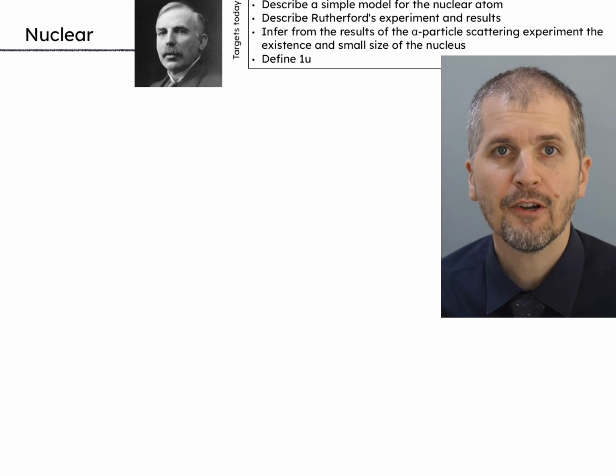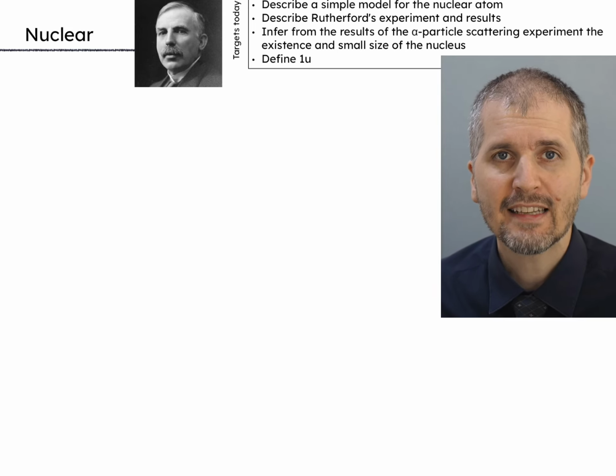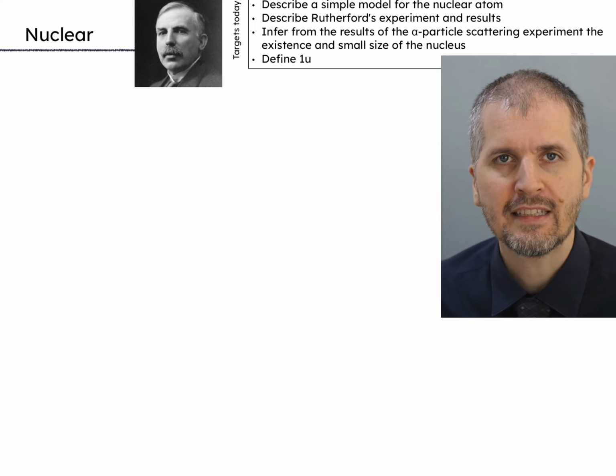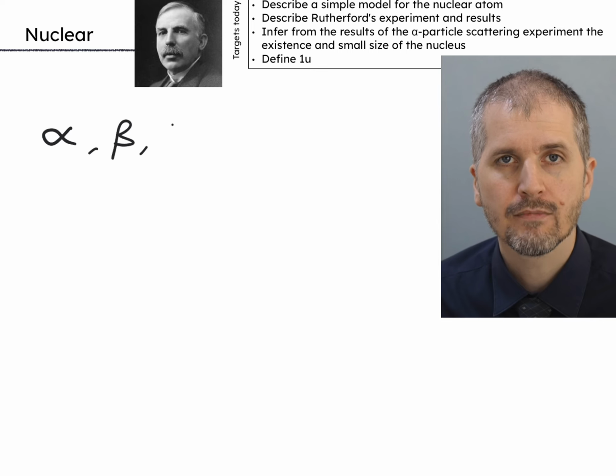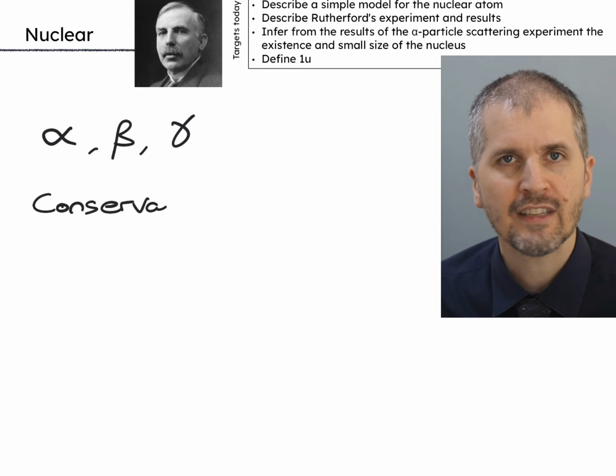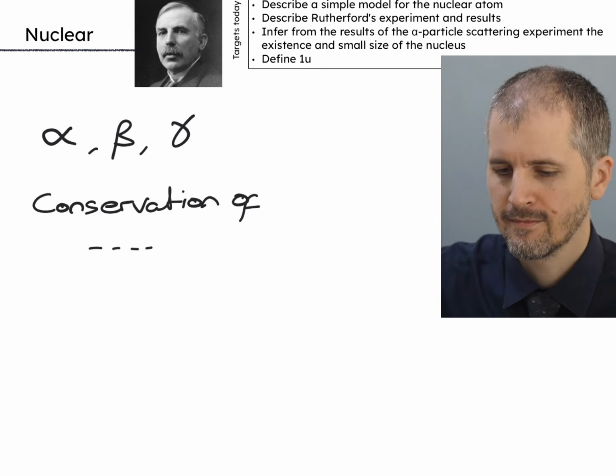The emission of alpha, beta and gamma radiation has already been covered in IGCSE, but there's a number of small but very important additions that we need to cover at A level. And we're going to start off by thinking about alpha, beta and gamma and considering energy conservation and some of the other laws of conservation that you don't yet know about.